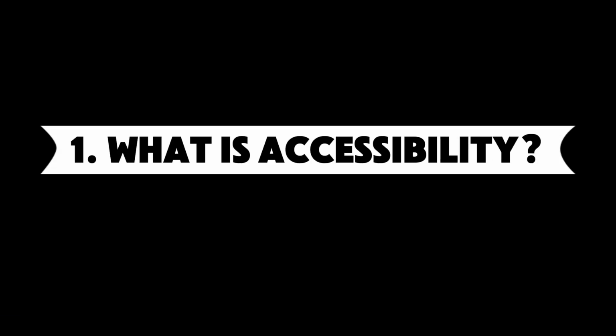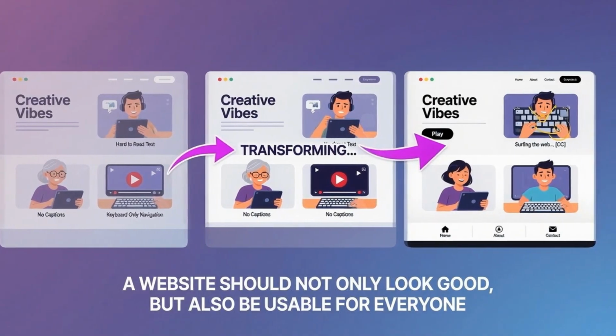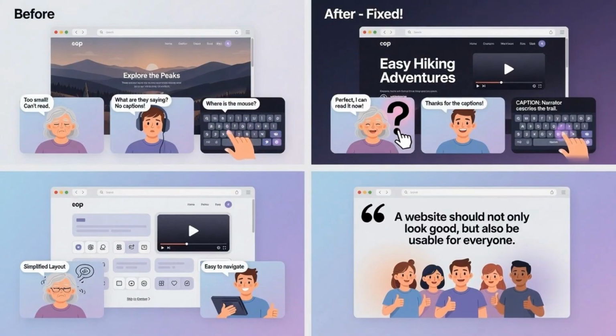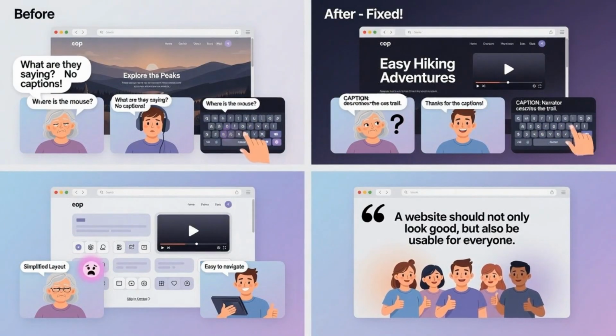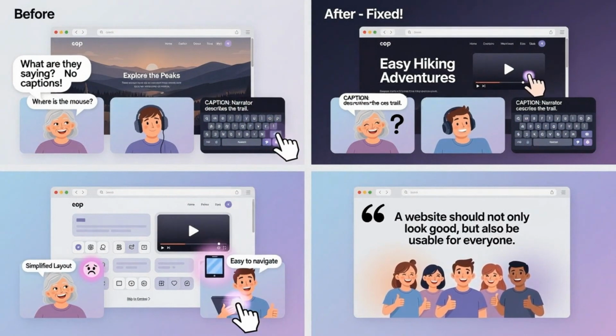What is accessibility? If I were explaining this to a beginner, I would say it like this: accessibility means building a website in a way that allows people with different challenges in seeing, hearing, clicking, understanding, or navigating to still use it properly.